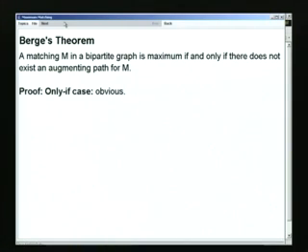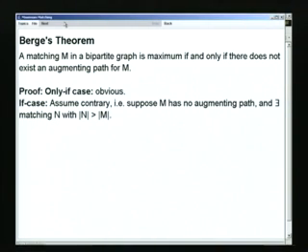If a matching in a bipartite graph is maximum, then there cannot exist an augmenting path. This should be quite obvious. If there existed an augmenting path, what would happen? Well, we could augment that path with our matching. We could compute M circle plus P, and we would get a bigger matching. But is that possible? No, because we said that M is already maximum, and therefore the only if case is obvious. The interesting case is the if case.